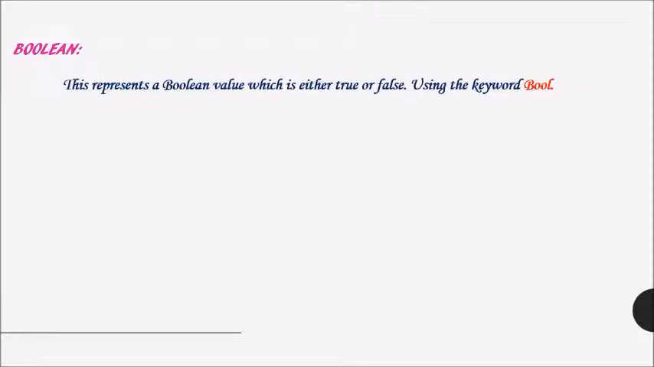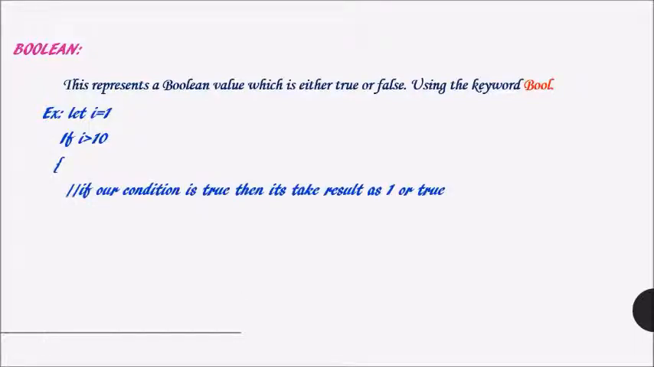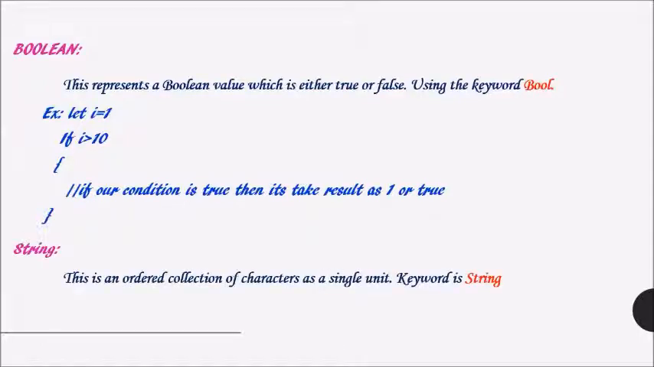Next one is Boolean. It represents only 2 values, either true or false. We can use Bool to check whether a certain condition is met or not. It uses the keyword Bool. This is like binary 0 and 1. For example, let's take i equal to 1, then we check the condition i greater than 10. If it's true it returns 1, otherwise it returns 0. Next one is string. It's an ordered collection of characters as a single unit. We can define string data types by adding double quotes to our text, like "hello". It uses the keyword String.